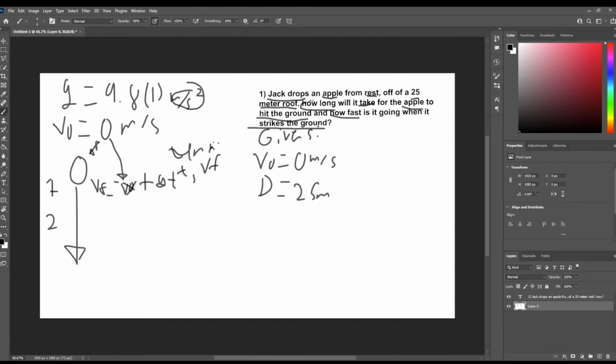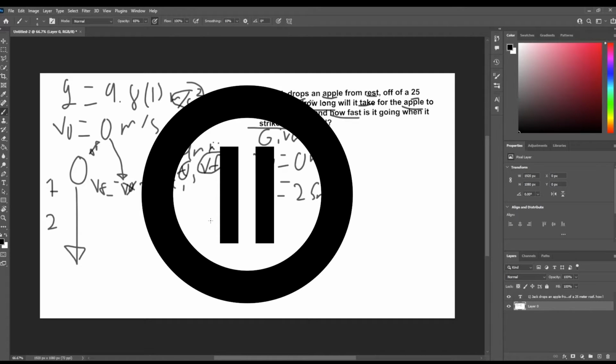So if we're using this, how long, pretty self-explanatory, that will translate to time. And then how fast when it strikes the ground, that's going to be our final velocity, so that would be v final. So let's get to our first formula. We're going to solve for time because it makes it easier when solving for v final later. We could do flip-flop, but it's a very big hassle and the equations get confusing.